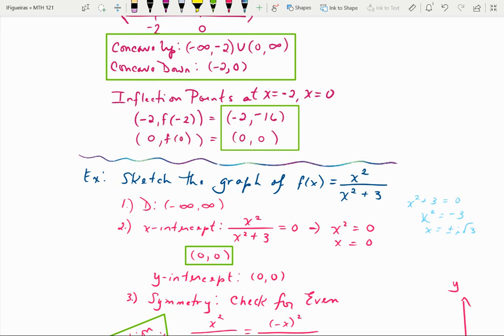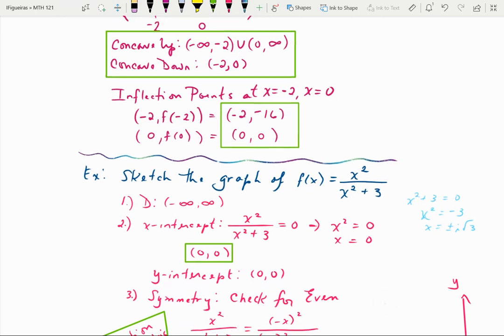And so x squared is equal to 0, which gives me only one solution here. X is 0. And when x is 0, if you plug it into the original function, y is also 0. So again, I have an x and a y-intercept at (0, 0), and there's only one point.